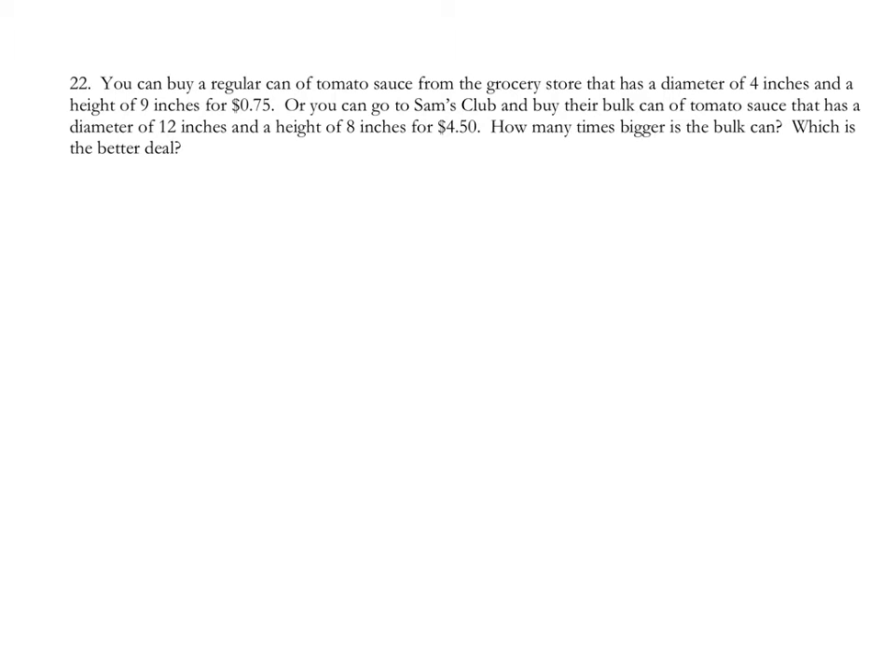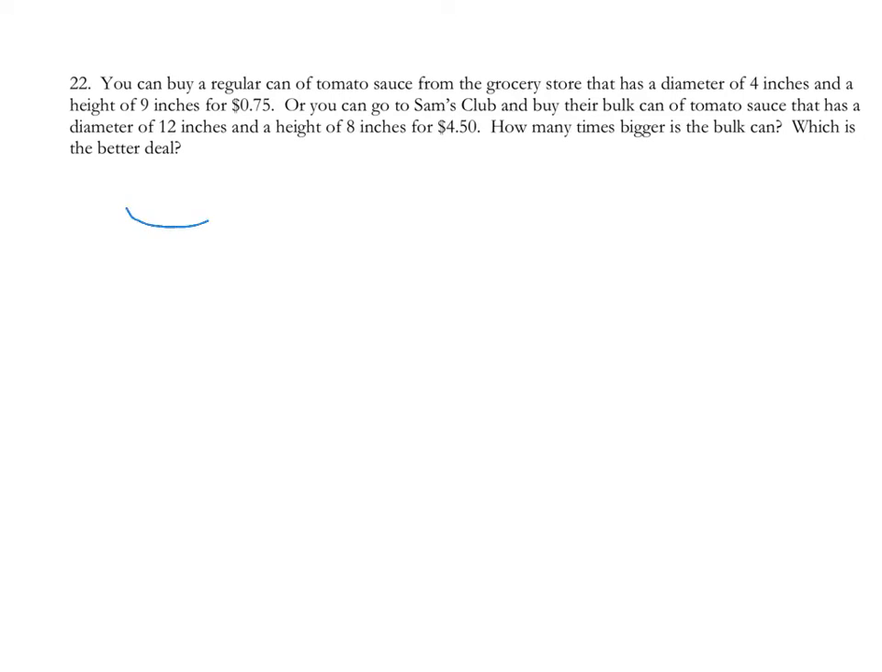Alright, then the last one is the last word problem. It says you can buy a regular can of tomato sauce from the grocery store that has a diameter of 4 inches and a height of 9 inches for 75 cents. Or you can go to Sam's Club and buy the bulk can of tomato sauce that has a diameter of 12 inches and a height of 8 inches for $4.50. How many times bigger is the bulk can, and which is the better deal?